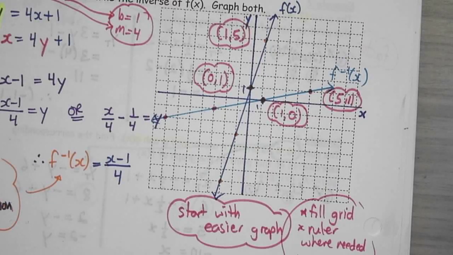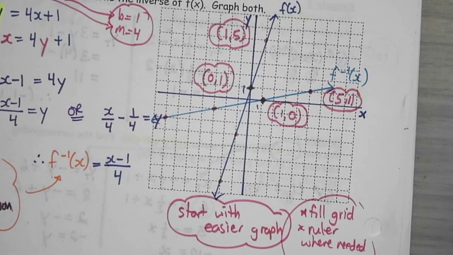So start with the easier one and then use that to help you out. Okay, you don't have to start with the inverse. You don't even have to use the quarter point. You can just use the coordinates from the original. Any questions or clarification?